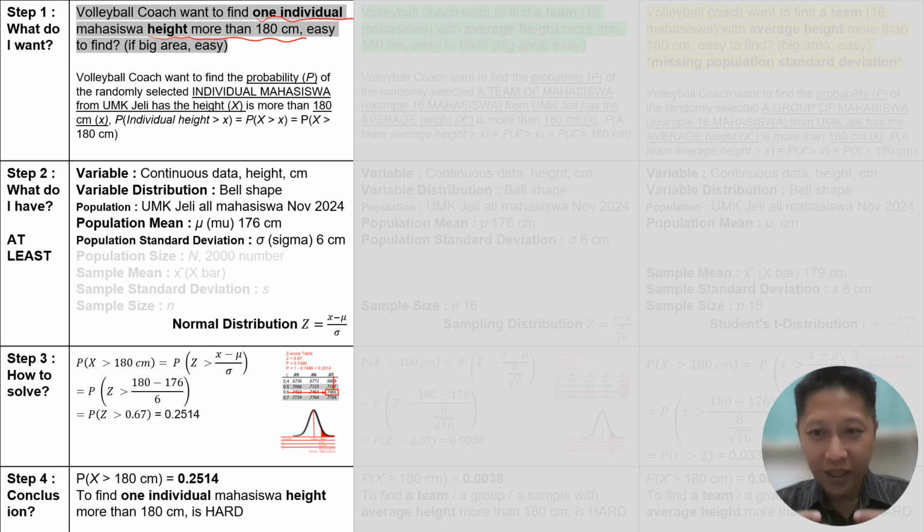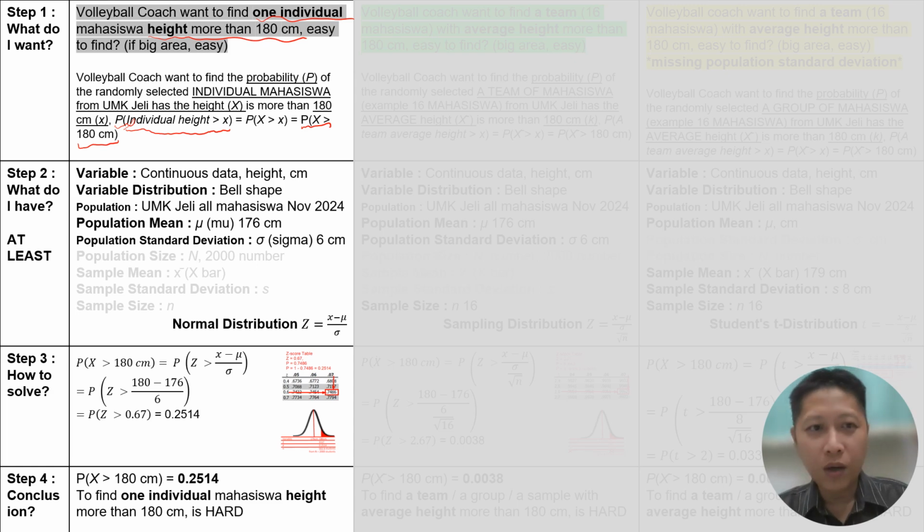When we write it in the form of mathematical notation, we write like this. I want to find the probability that the individual's height is more than what I want. What I want is 180 cm. This is what I want.